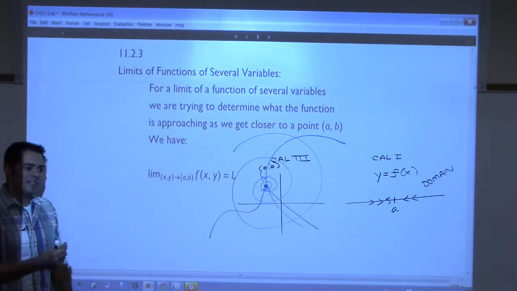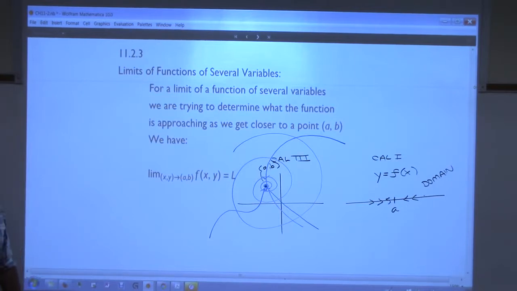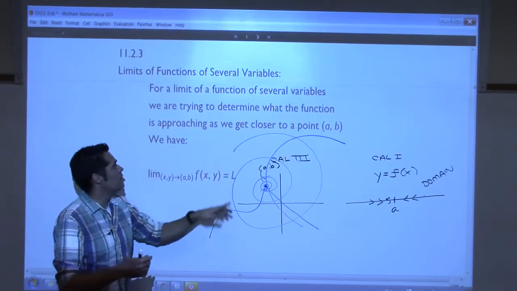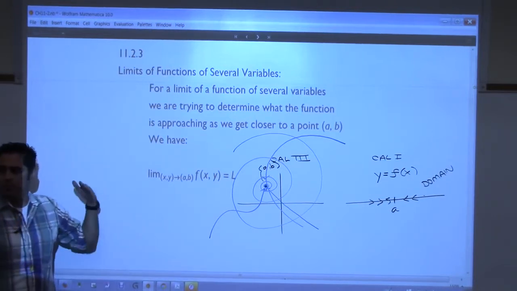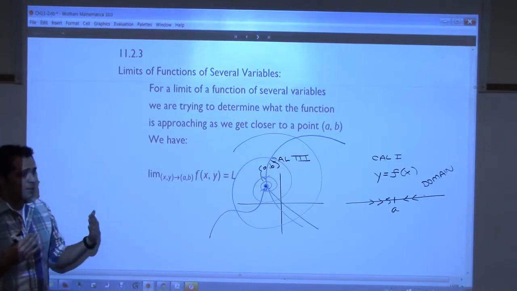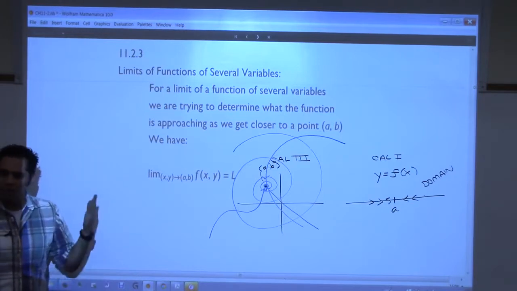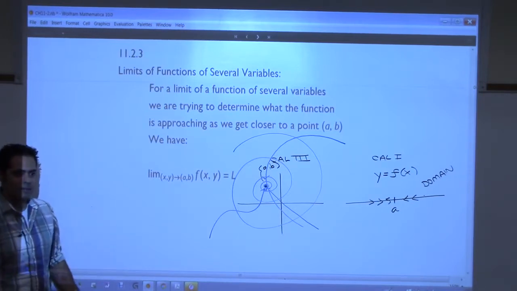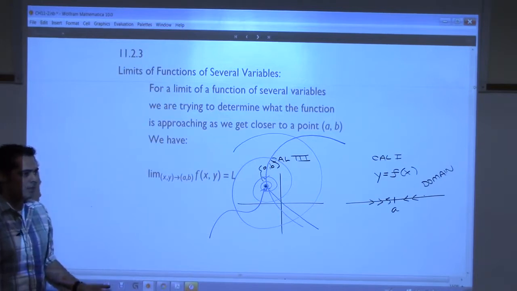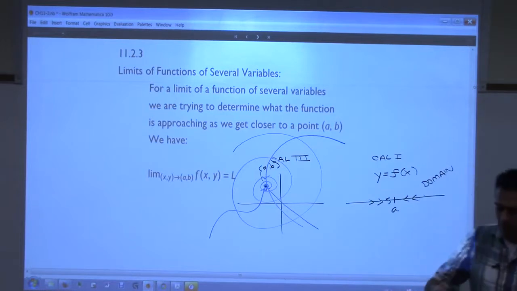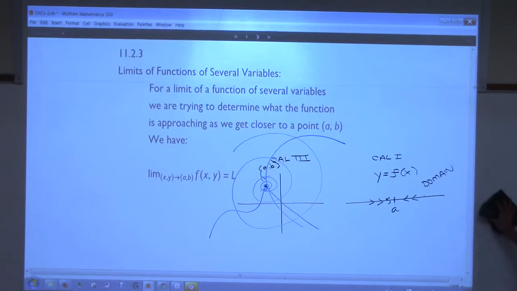Because for the limit to exist, you have to be able to show that the function is approaching an L from every possible direction in every possible path, which you can never do. Do you understand that? You can never check every path. You don't have enough time in your life to do that. Now, there is going to be some workaround to it, but I just want you to see the inherent problem that we run into when it comes to functions of two variables.